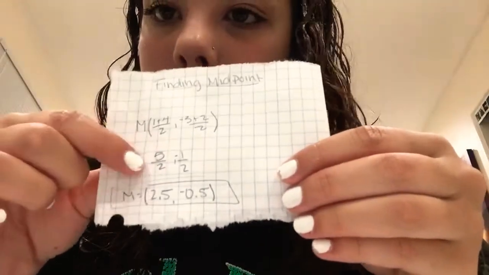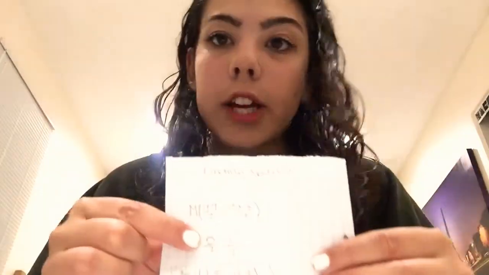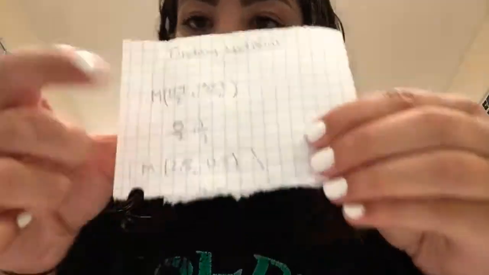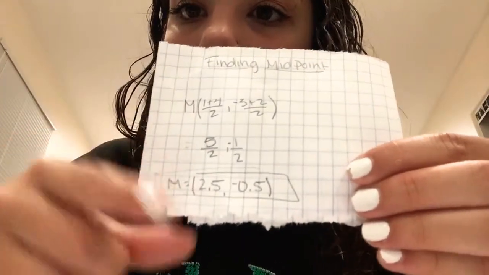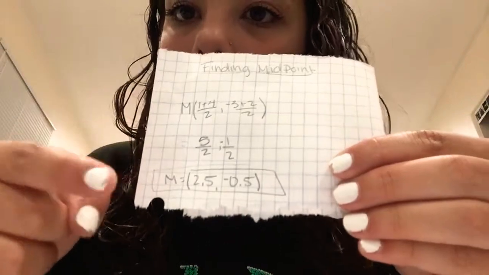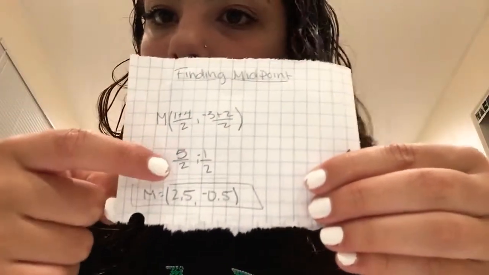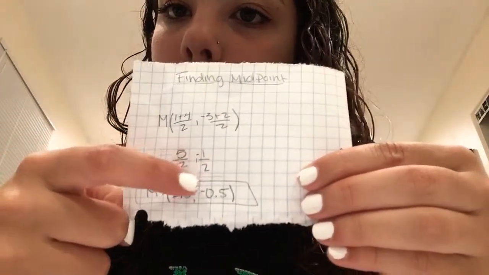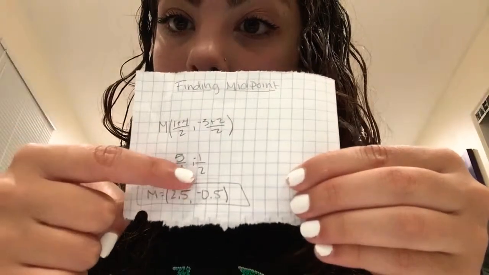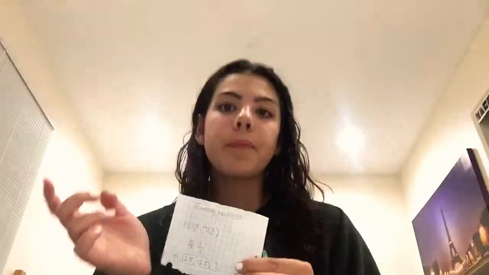Now, we get this, and that's a fraction, and that's okay. You can keep it as a fraction, or you can simplify it. I simplified it and got decimals, and you just divide the 5 by 2 and the negative 1 by 2, and you get your answers. Now, that's pretty simple. However, now we're going to be doing distance, and distance is a little different.